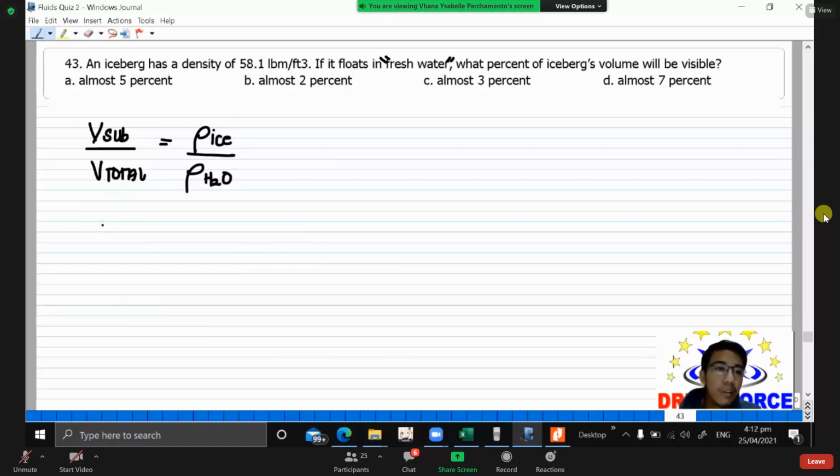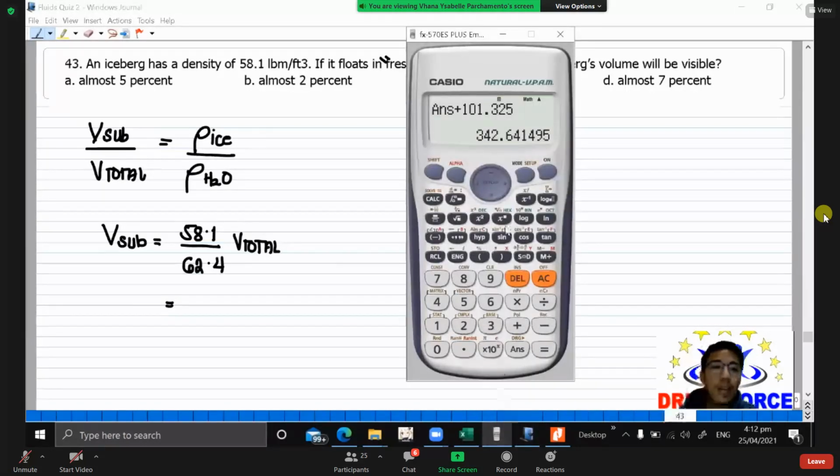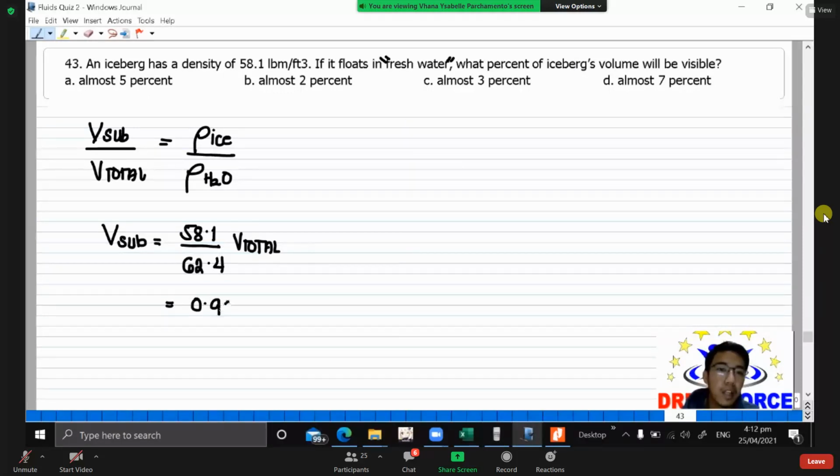Okay, so dito pwede ko nang kunin yung volume submerged. Ito is in percent kasi wala tayong total volume. Okay, density ng ice, that is 58.1, over density ng water, we have 62.4 of the total volume. Okay, ano yung percentage ng volume natin na nakasubmerge? So 58.1 divided by 62.4. Yan, so we have 0.93 of the total volume. Ang tinatanong is yung visible.